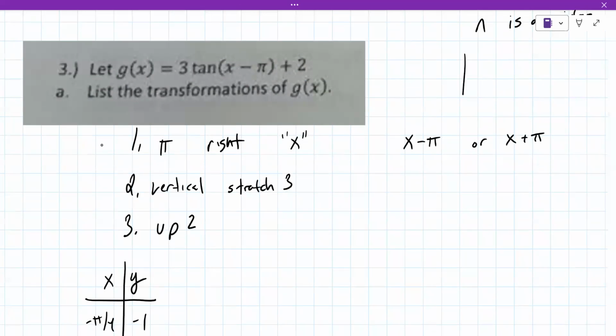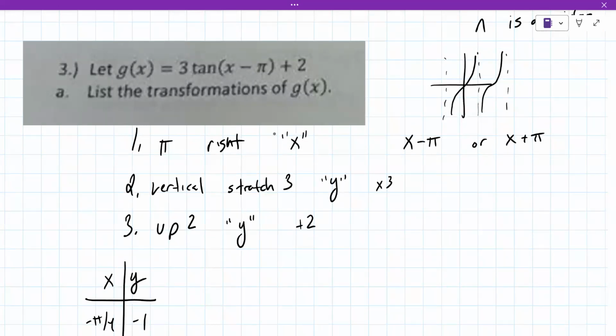If you want, I can show you that again, but it was this, the snake repeated every pi. Vertical stretch of 3, that affects the y. You end up multiplying by 3. Up 2 affects the y, you're adding 2.